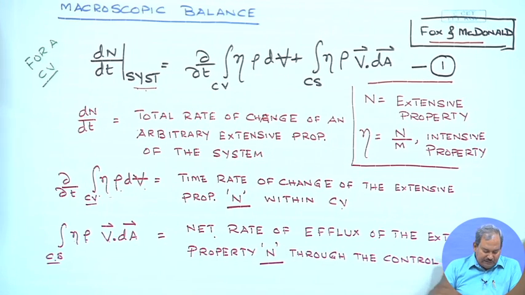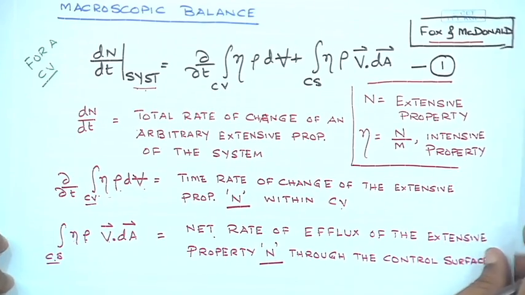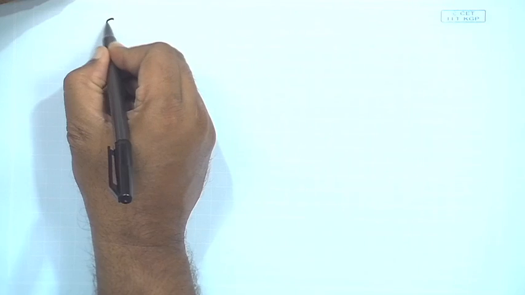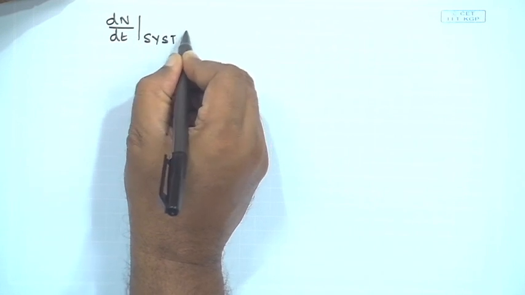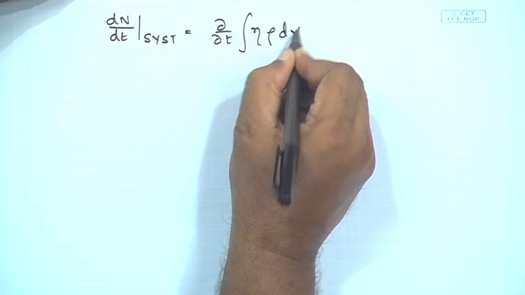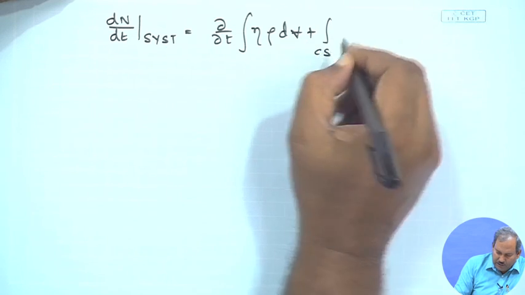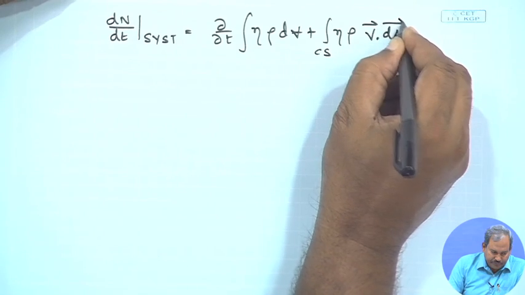So with this, now we will go back and see what the different types of N we can think of are, and what they would give rise to in terms of the equations that we already know. So I would write this equation one more time. dN/dt of the system is del/del t of the integral of eta rho dV plus, over the control surface, the integral of eta rho v dot dA.